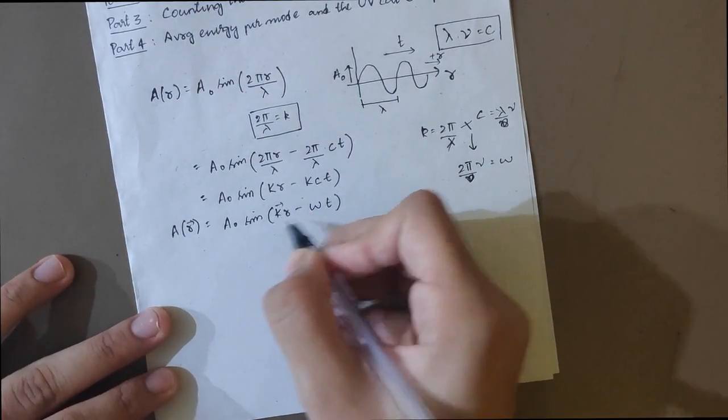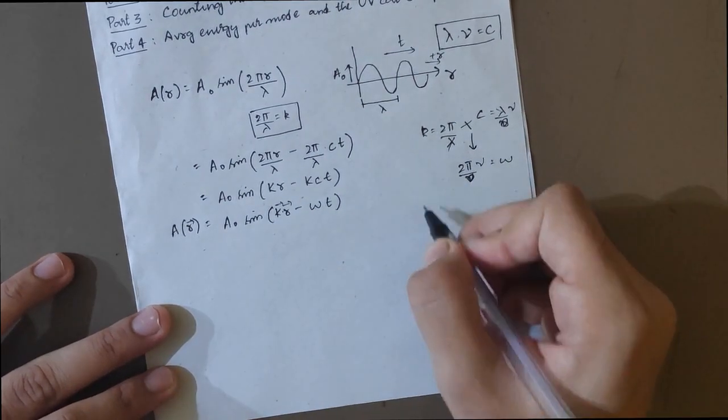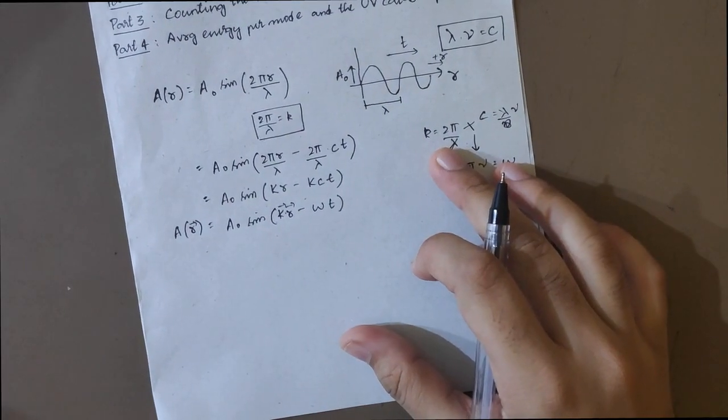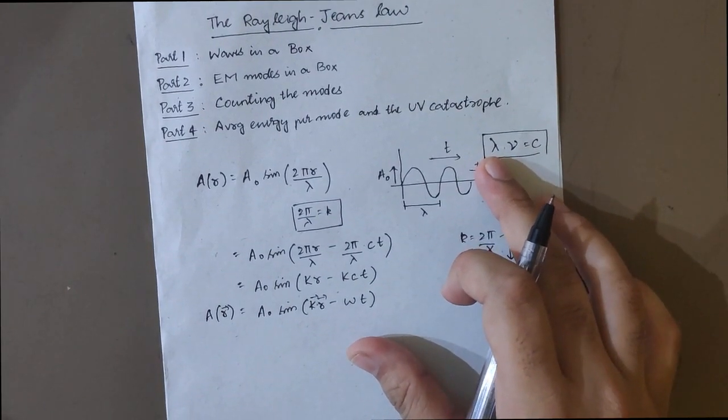k is called the wave vector. It's essentially k bar dot r bar, where r bar is your radial vector and k bar is called your wave vector. Now next, let's see part 2, that is electromagnetic modes in a box.